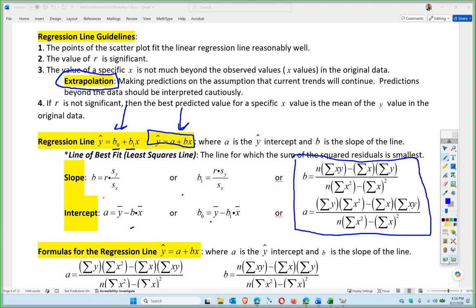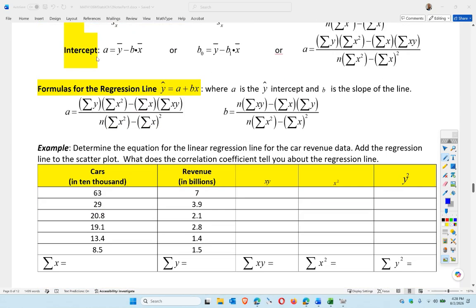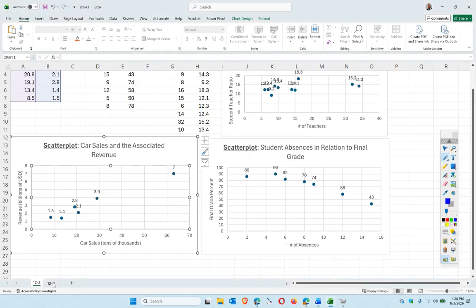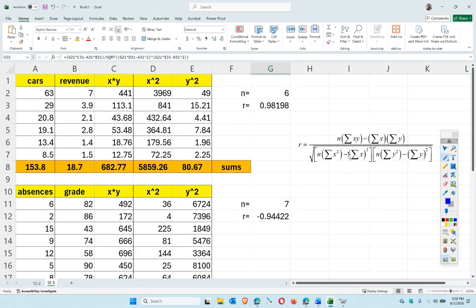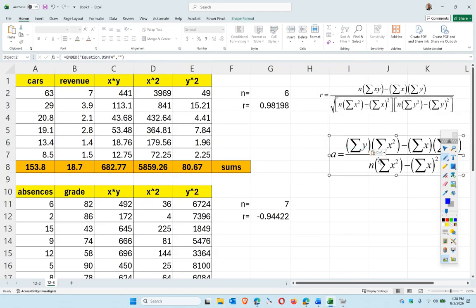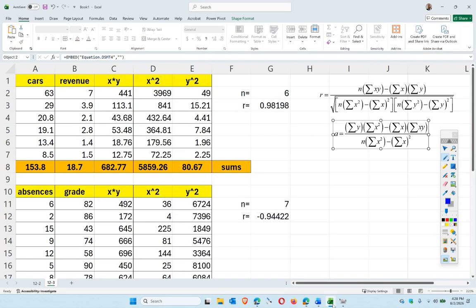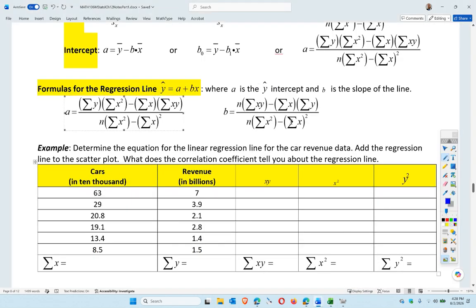Okay, so what we want to do here is calculate the a and the b for all three data sets, essentially. So I'm going to go to our spreadsheet. I'm going to go back to 12.3 here, and I'm going to paste in the a. Shrink that down. And then we'll also steal the b here.